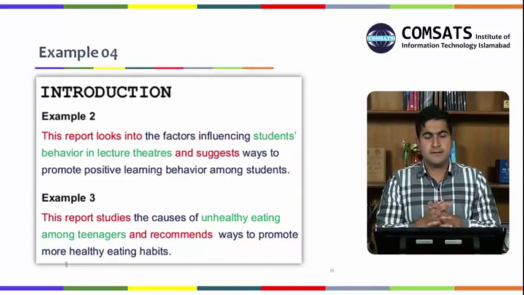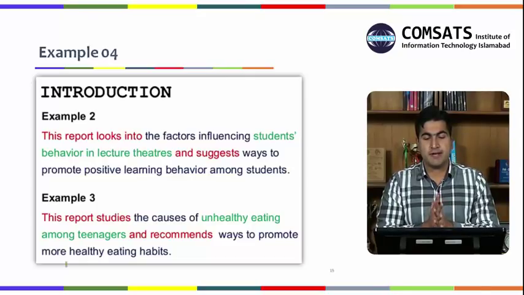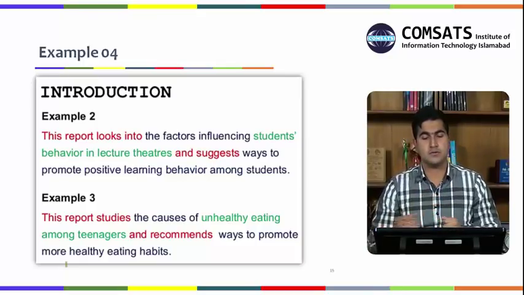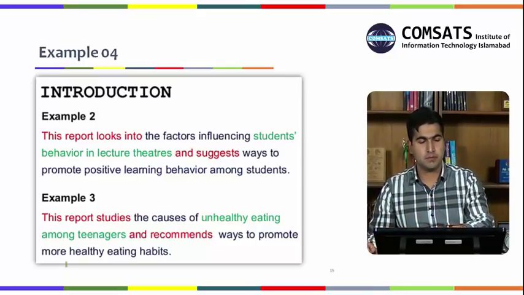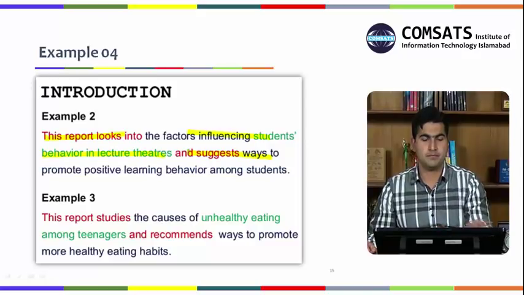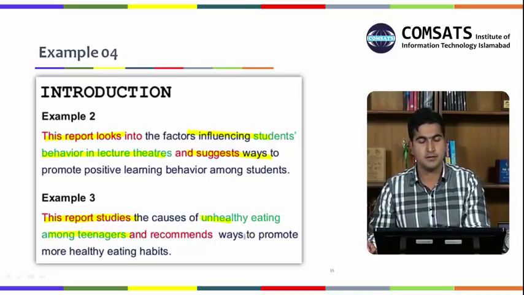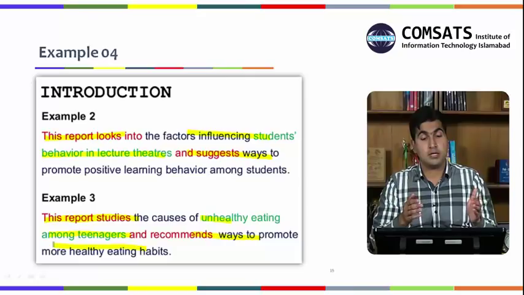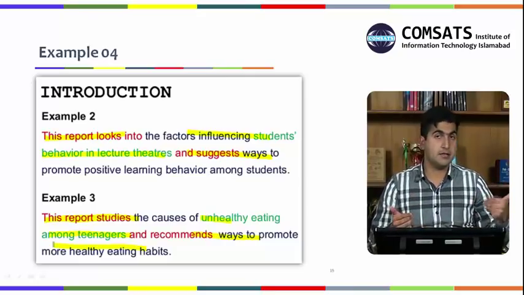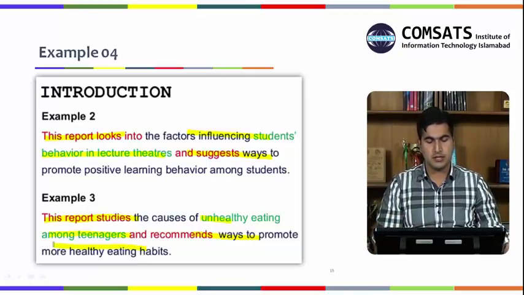Another good example to understand things: this report looks into the factors influencing students' behavior in lecture theatres and suggests ways to improve it. So, purpose, factors influencing student behavior in lecture theatres, the basic problem, recommendation. That's how you do it. This report studies, purpose, causes of unhealthy eating among teenagers, the basic problem, and then recommendation. So, in such a short way you can write it as well, and it can go a little long as well depending on your needs, but that is how you basically do it.